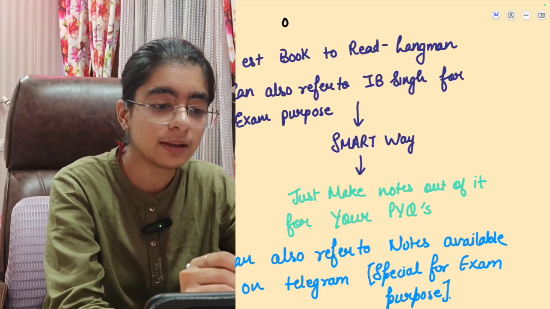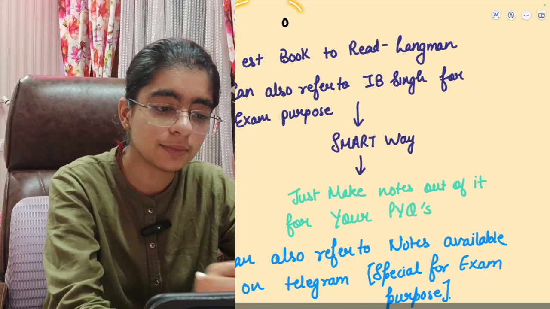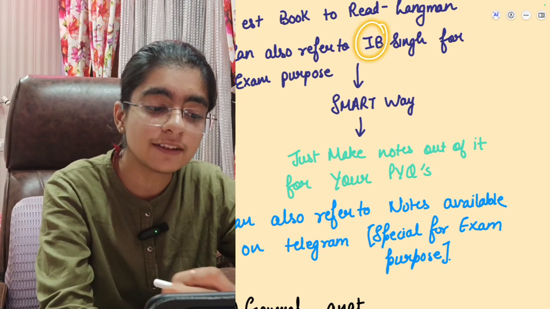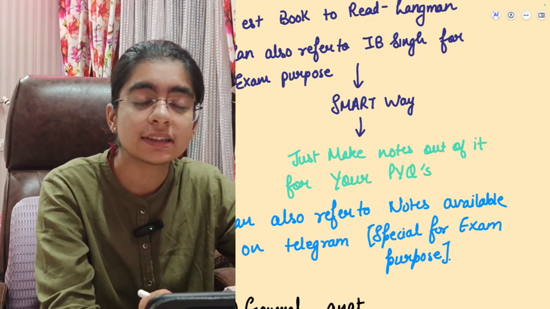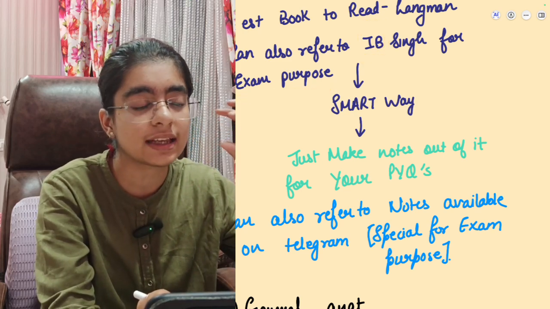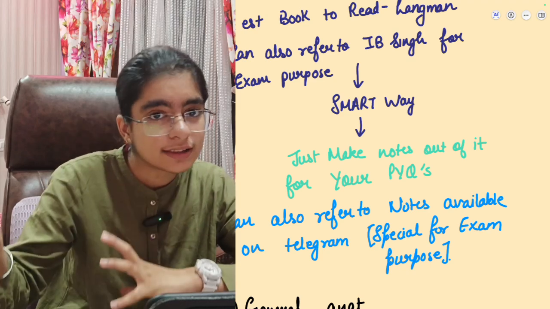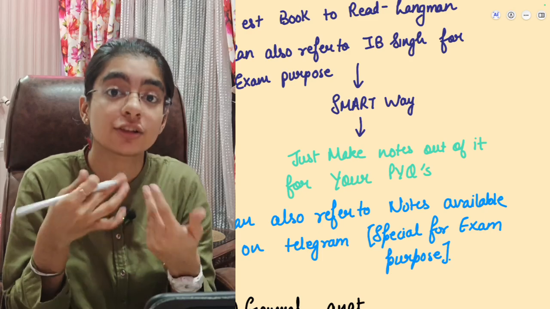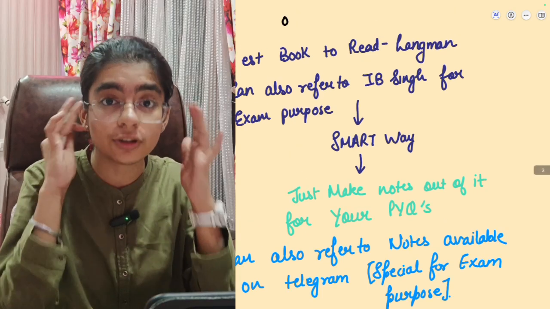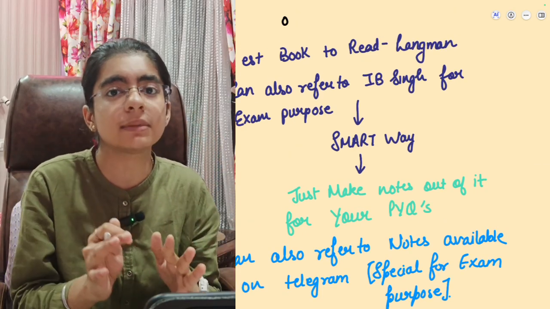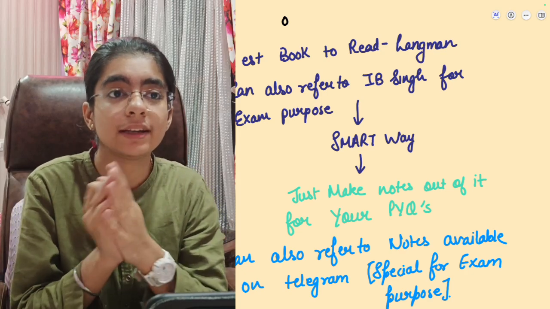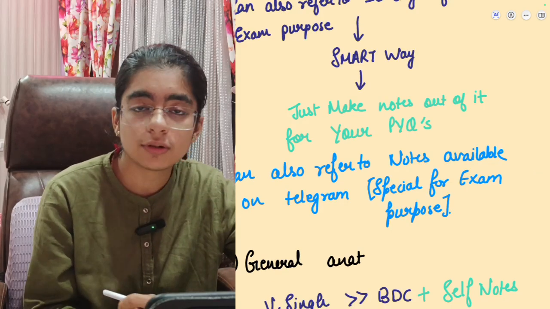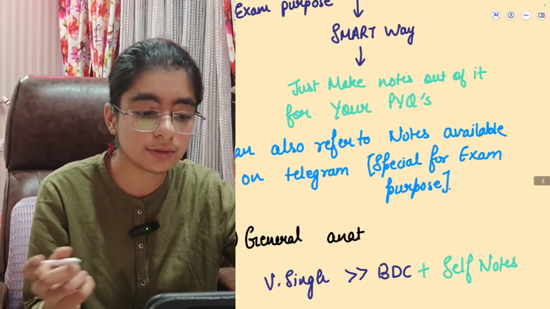Next is embryology. In embryology, the best book is Langman. You can also refer to IB Singh for exam purposes, because it has more exam-oriented content, or rather, it is more organized with headings, flowcharts, and these things which are actually required in the exam, right? Langman is just for your concept, and the diagrams in Langman are very nice, and even teachers refer to those diagrams a lot. So the smart way is to make notes out of IB Singh also, specifically for the PYQs.